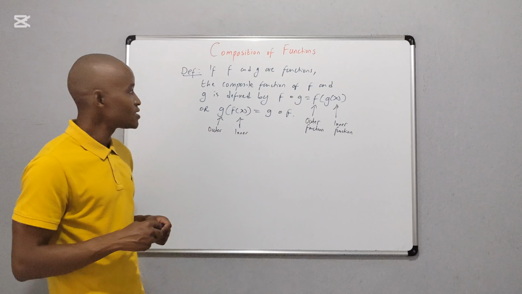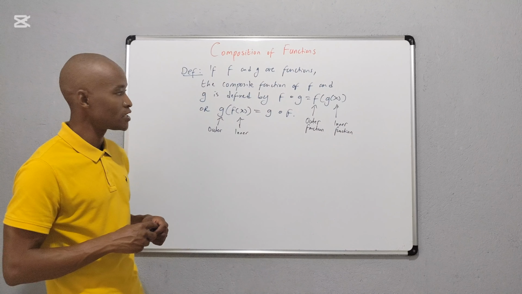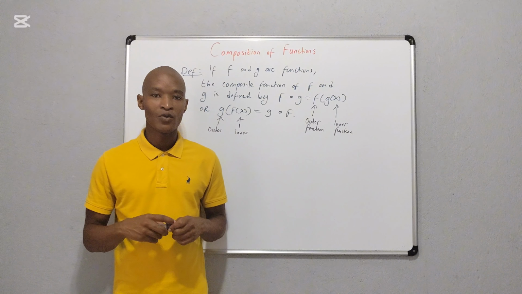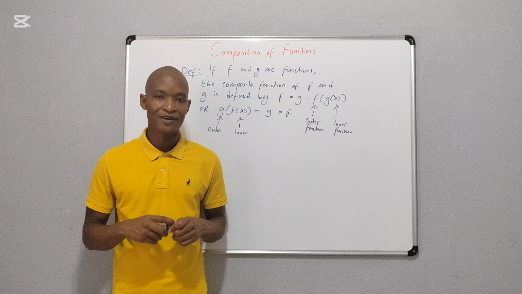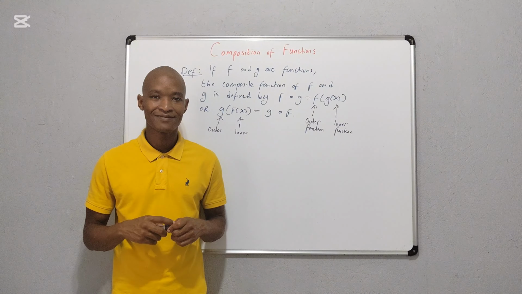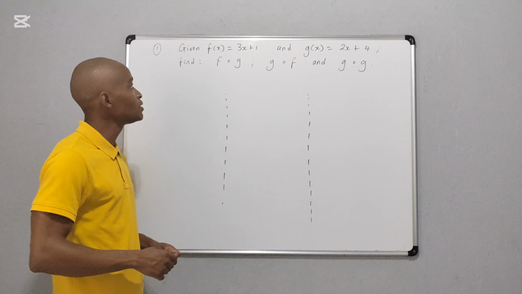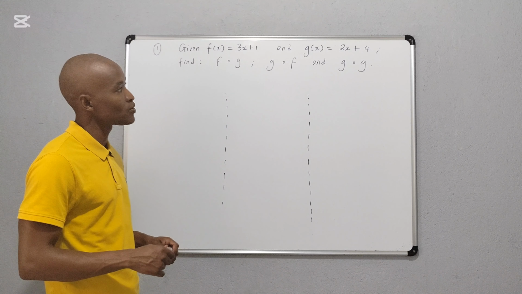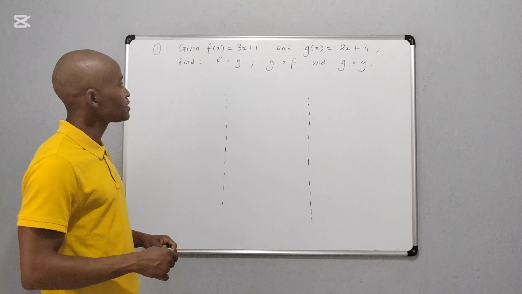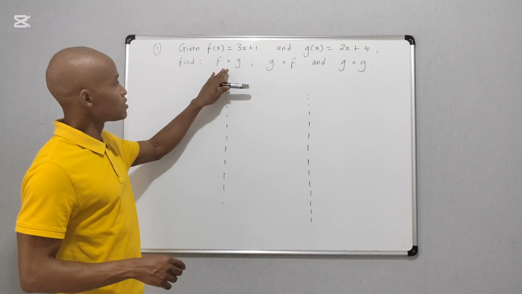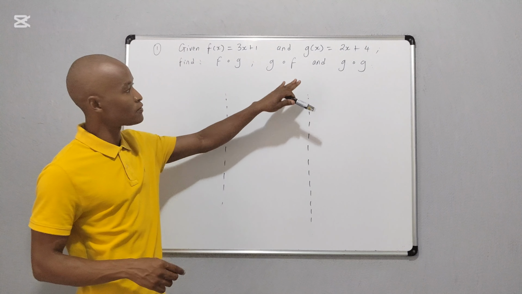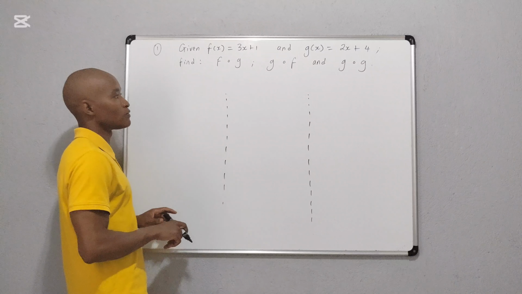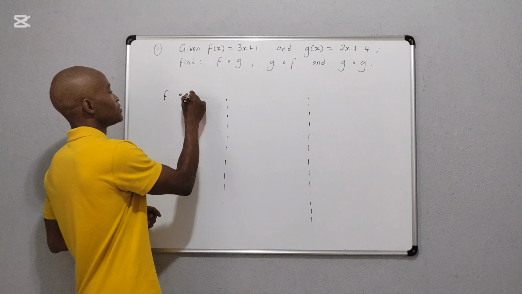All right, so this takes care of the definition, and we are now going to go to our first example where we discuss the composition of linear functions. Let's go for it. All right, so here's the example. Given f of x is equal to 3x plus 1 and g of x is equal to 2x plus 4, find three compositions: f composite g, g composite f, and g composite g, or g composite of itself. Okay, so let's do that.